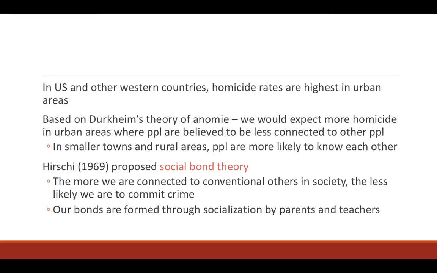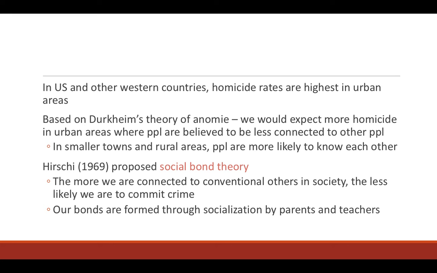And when we look at the U.S. and other Western countries, the homicide rates are highest in urban areas. So based on Durkheim's theory of anomie, we would expect more homicides in urban areas because people are less connected to each other. In smaller towns and rural areas, people are more likely to know each other and therefore less likely to victimize each other.